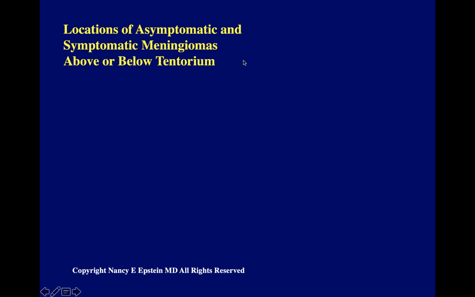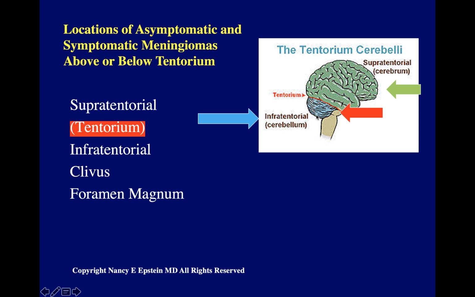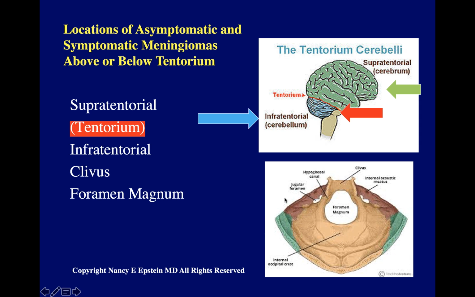The locations of the asymptomatic and symptomatic meningiomas can be above or below the tentorium, and here the tentorium is illustrated with the supratentorial compartment above, the infratentorial compartment below. In addition to that, in the posterior fossa, you've got tumors that may involve the clivus or indeed the foramen magnum.